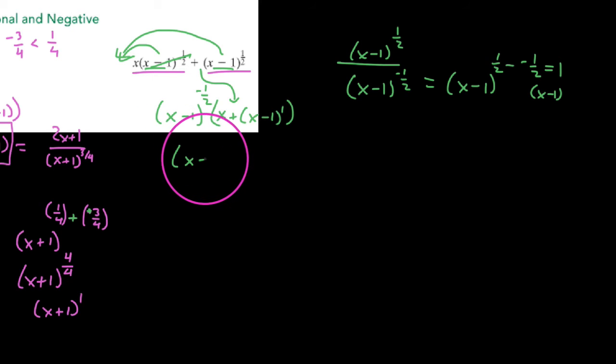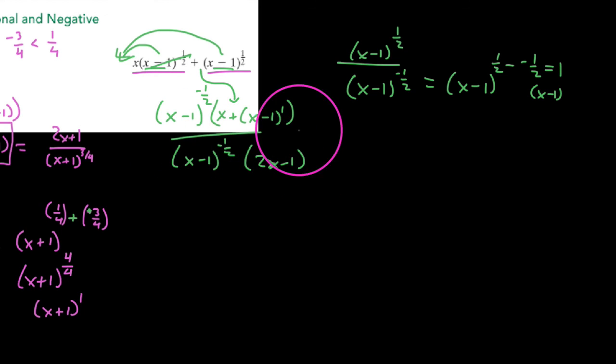So the complete factored expression here would be this: x minus 1 to the -1/2, times 2x minus 1 on the inside here. And here's our factored expression.